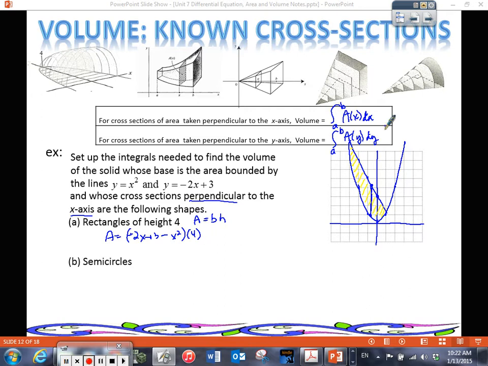Now to use my integral formula, I'm going to integrate. Let's see how we want to bound the number of rectangles by the bounds of our base. So I want to start at the x value over here, at this smallest x value, which happens to be negative 3. And I want to collect all of the rectangles all the way up to 1. And again, my formula says that I integrate the area of that cross-section. And this is the area of the cross-section that we are interested in. So we would integrate the negative 2x plus 3 minus x squared times 4.